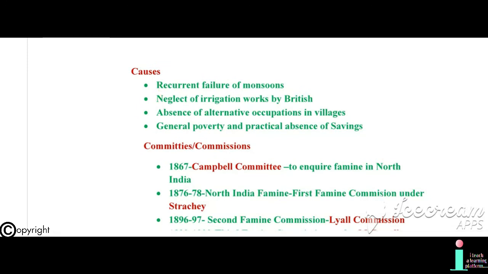And what were the causes? The recurrent failure of the monsoon was one of the main reasons for the famine, and next was neglect of irrigation works by the Britishers initially. Only some steps were taken after 1920. Other causes were the absence of alternative occupations in villages, general poverty and practical absence of savings.